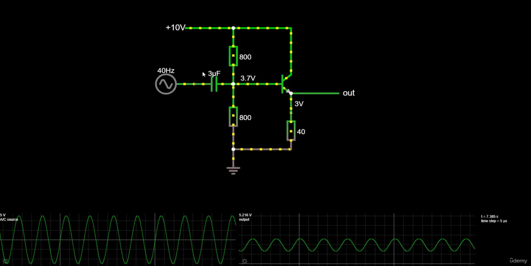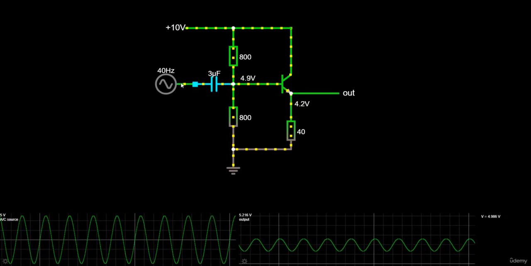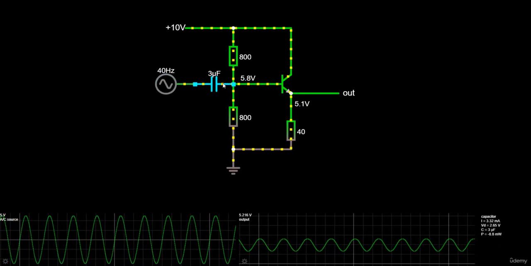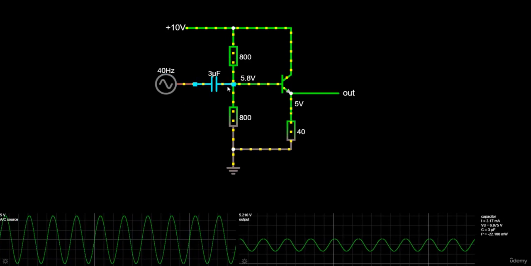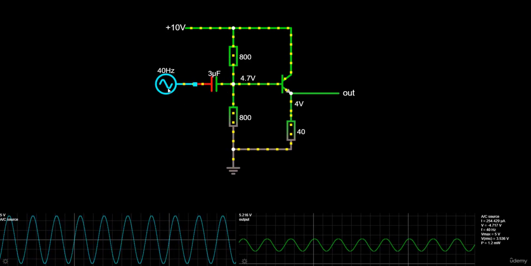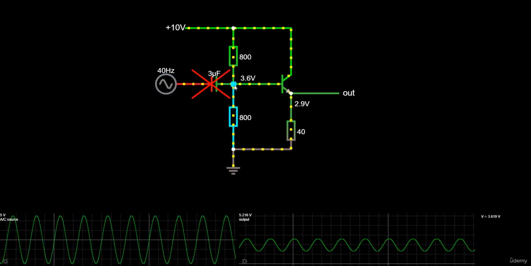I forgot to mention that this capacitor here is a blocking capacitor, so it allows only the signal of interest to enter the circuit. In this case, the signal of interest is the sine wave, while any DC signal is blocked.